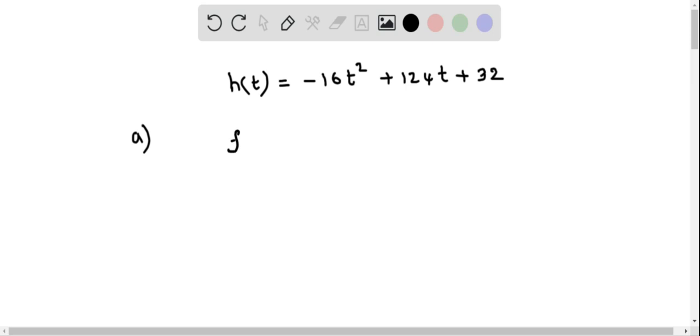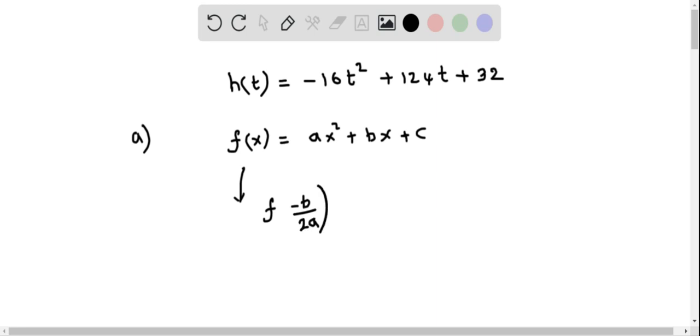So, for example, if we have a quadratic function f of x equals ax squared plus bx plus c, the maximum value of the quadratic function occurs at the vertex. That is, the vertex is given by f of minus b by 2a. Or we simply have to find this expression f of minus b by 2a. This gives the maximum value of the function. So we will utilize this formula to determine the maximum height of the ball.